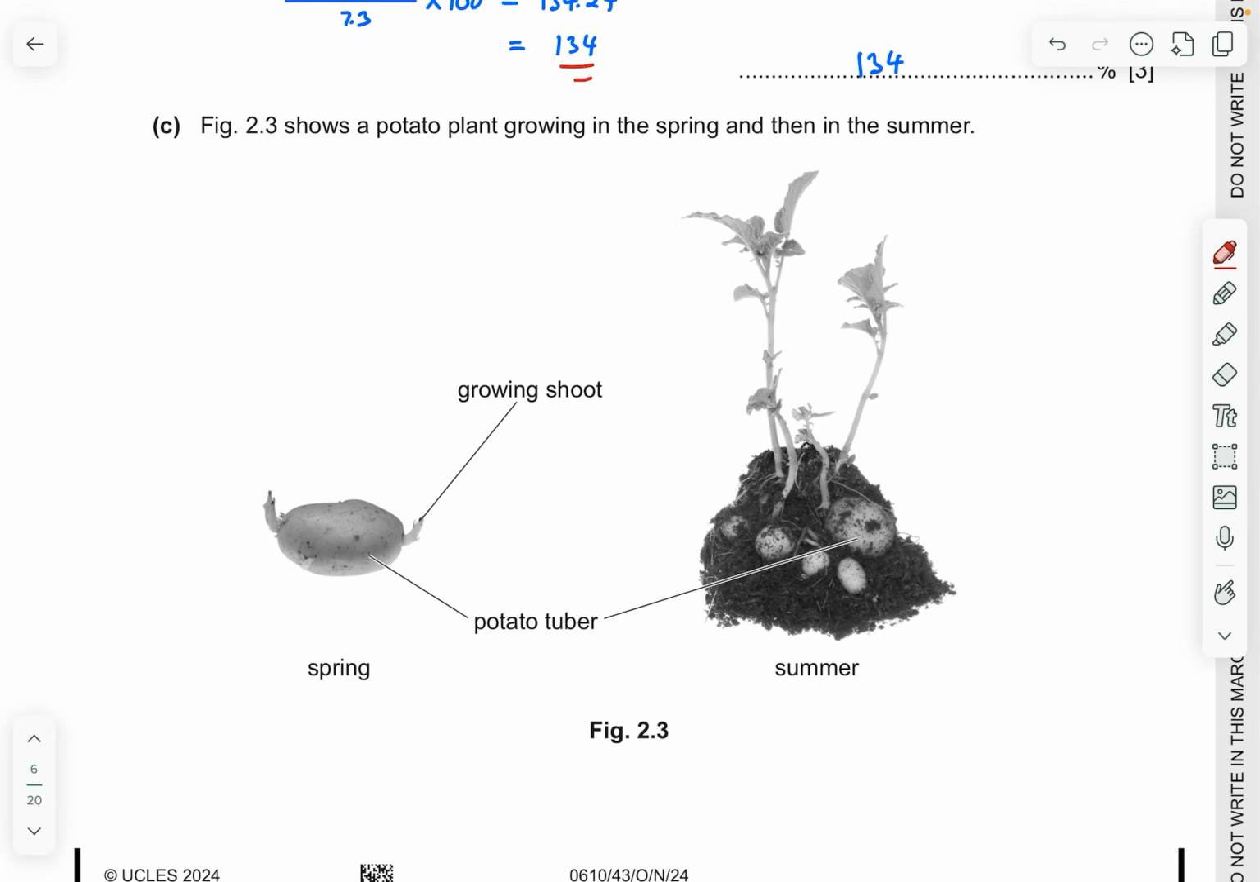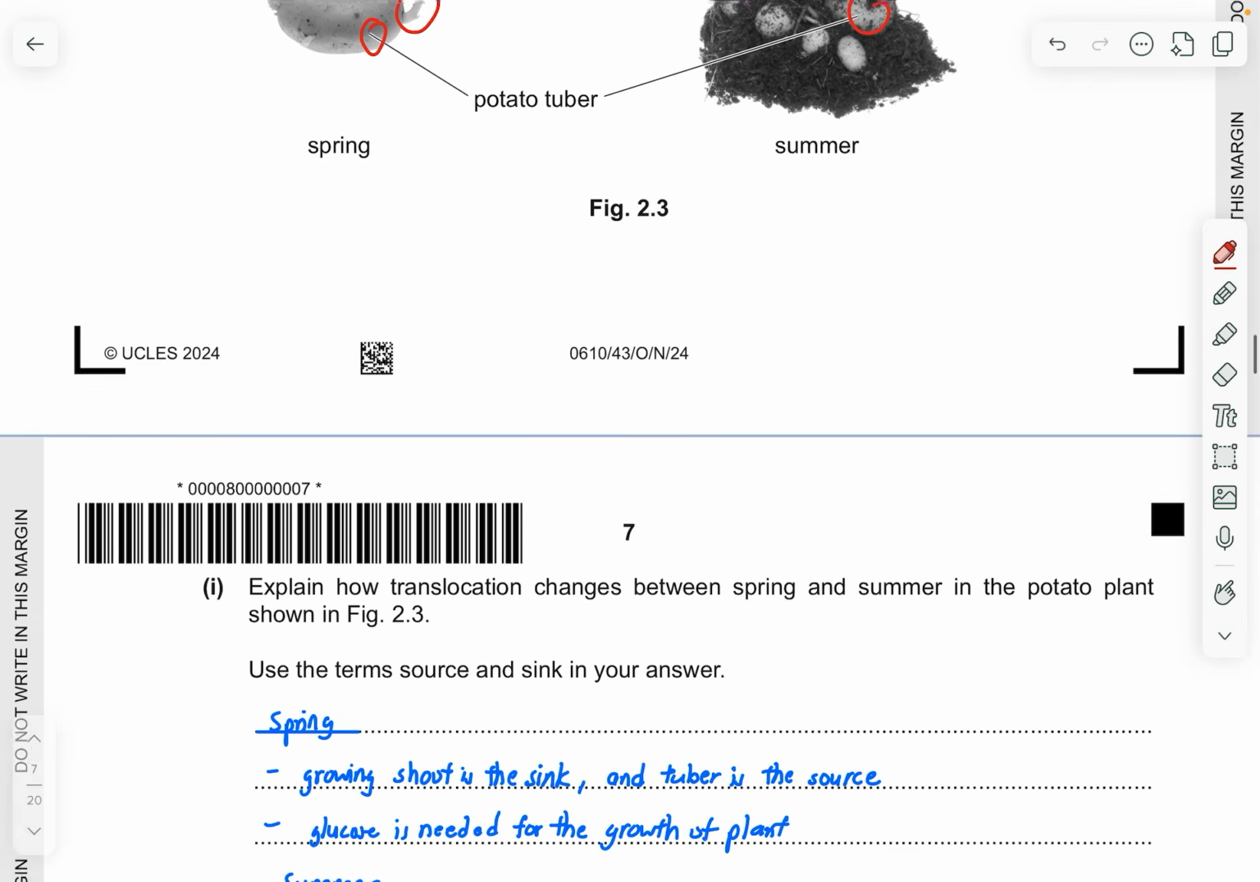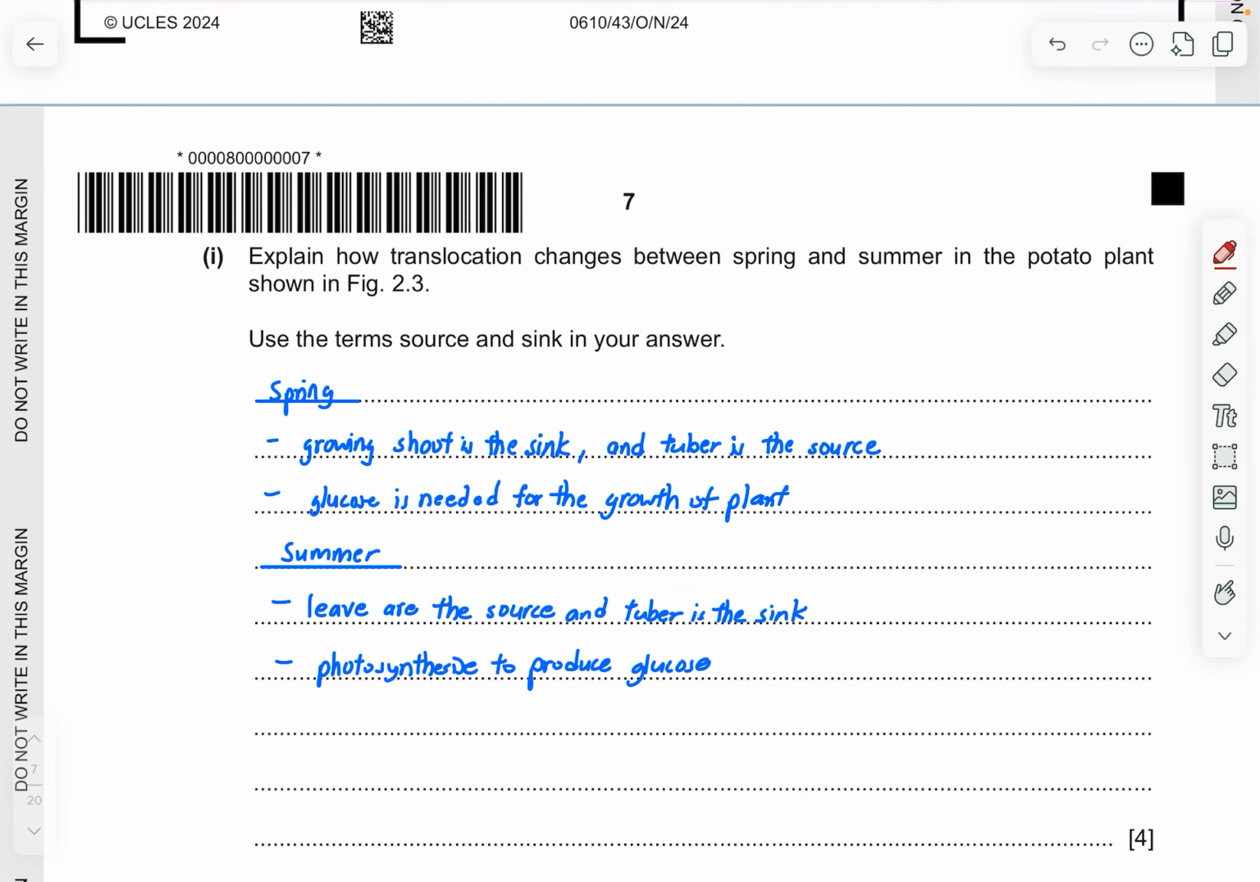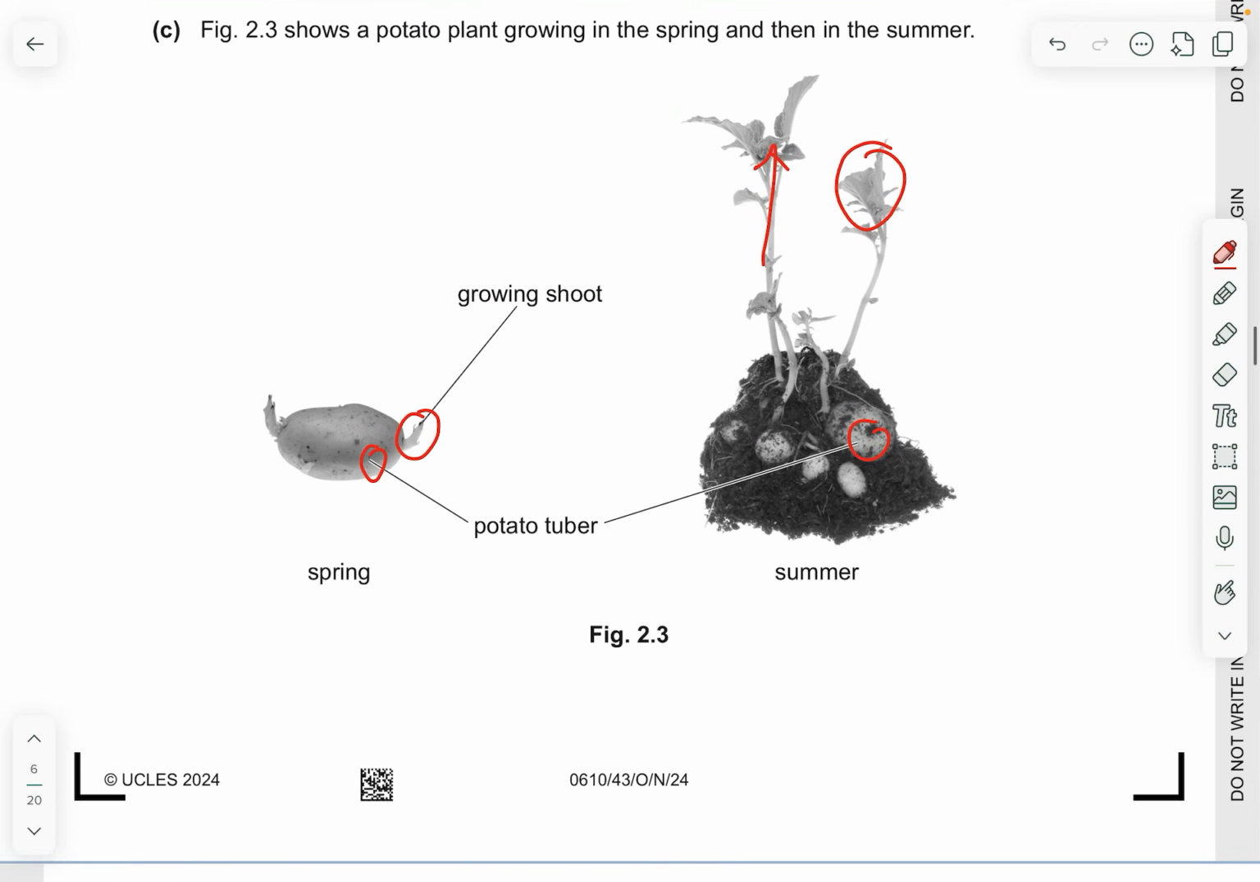So part C, figure 2.3 shows a potato plant growing in the spring and then in the summer. So they show you that this is the growing shoot, this is the tuber, and this is the tuber in the summer, and these are the growing plants. Okay, then the leaves that you can see here. So explain how translocation changes between spring and summer in the potato plant shown in figure 2.3. So use the terms source and sink in your answer, meaning the examiner wants to see these two words in your answer. So what happens during springtime?